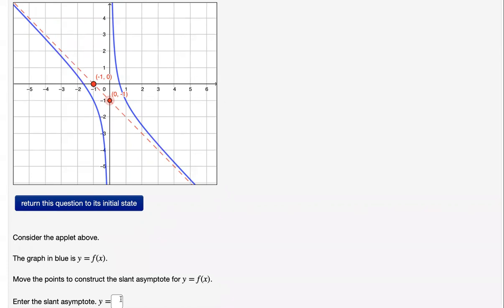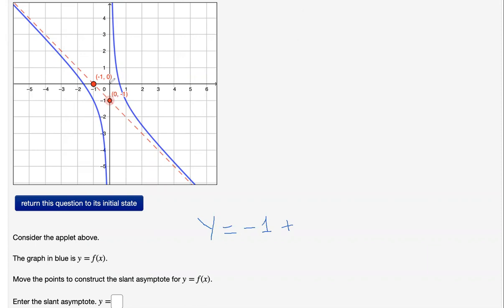Now they want you to write out the equation of this slant asymptote, right? That shouldn't be difficult because now we have that the y-intercept is -1, right? -1. So let's start with that. y equal -1, the y-intercept, plus the slope.